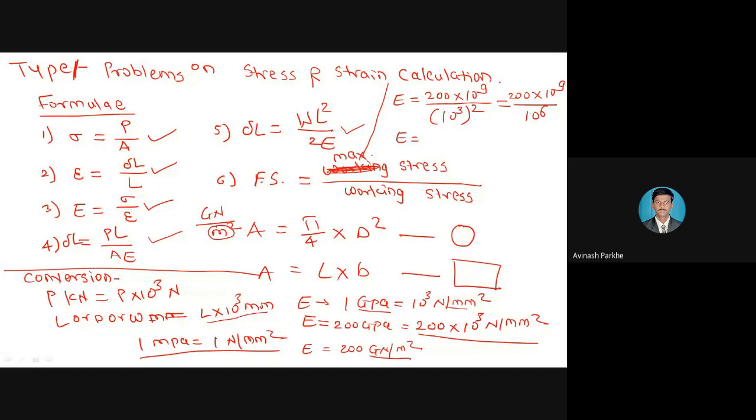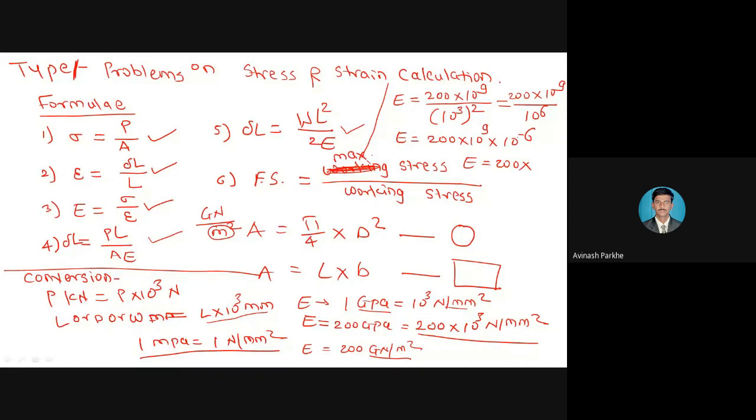If I take it at the upper side, what happens? 200 into 10 raised to 9 into 10 raised to minus 6. Why? Because 10 raised to 6 is present at the bottom side, therefore it is positive. If I take it at the top side, it becomes 10 raised to minus 6, and finally I will get 200 into 10 raised to plus 9 into 10 raised to minus 6.